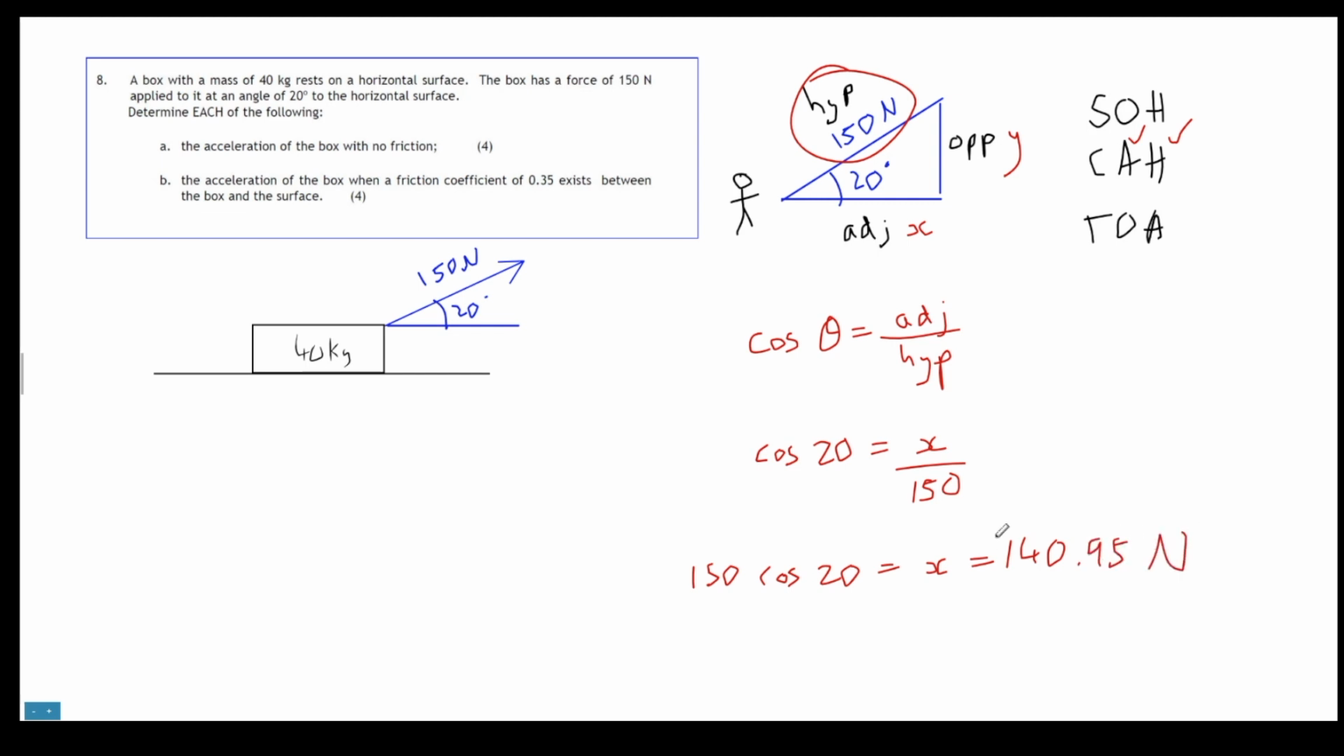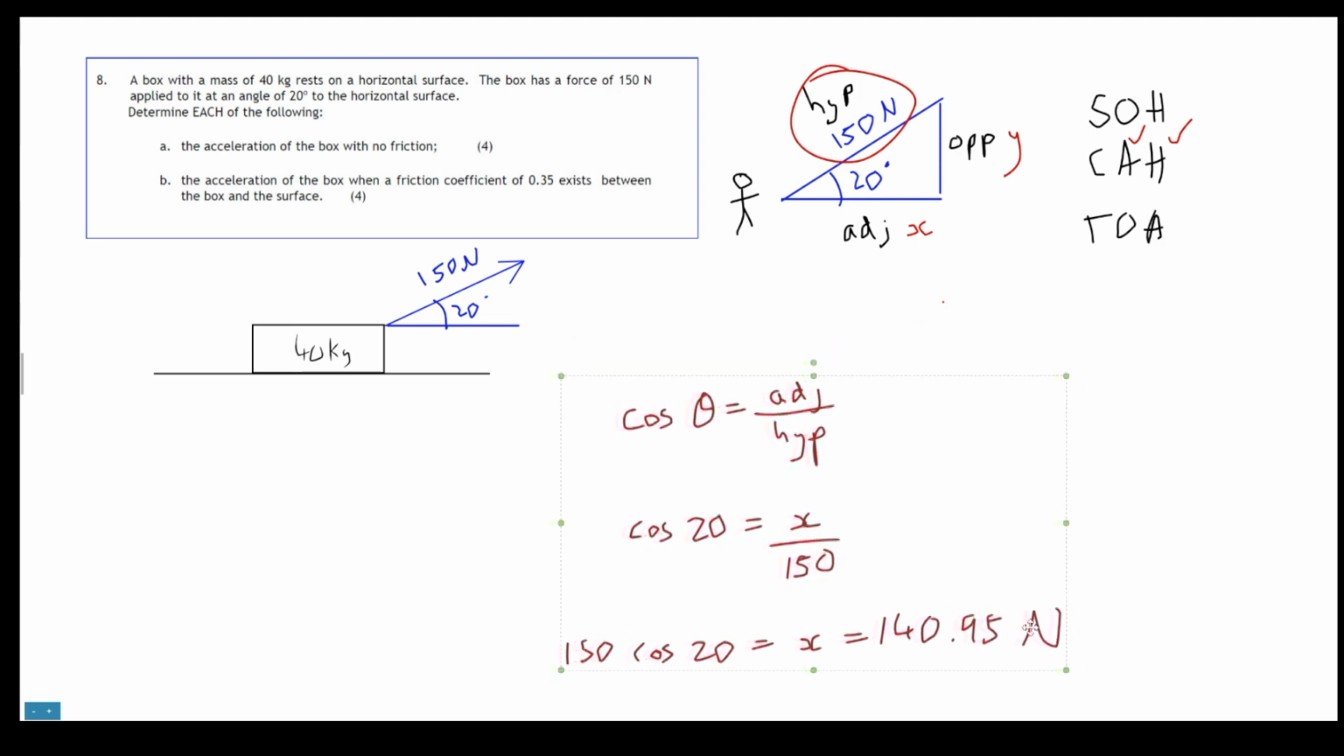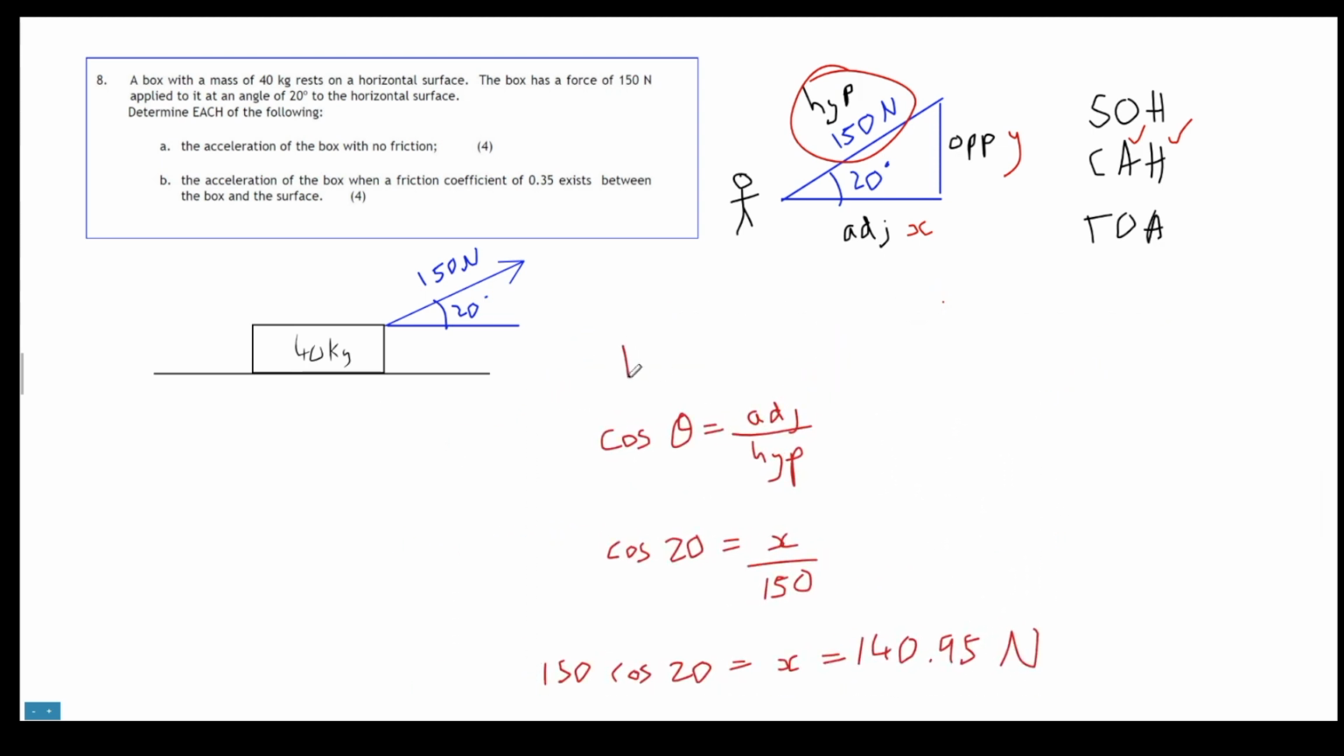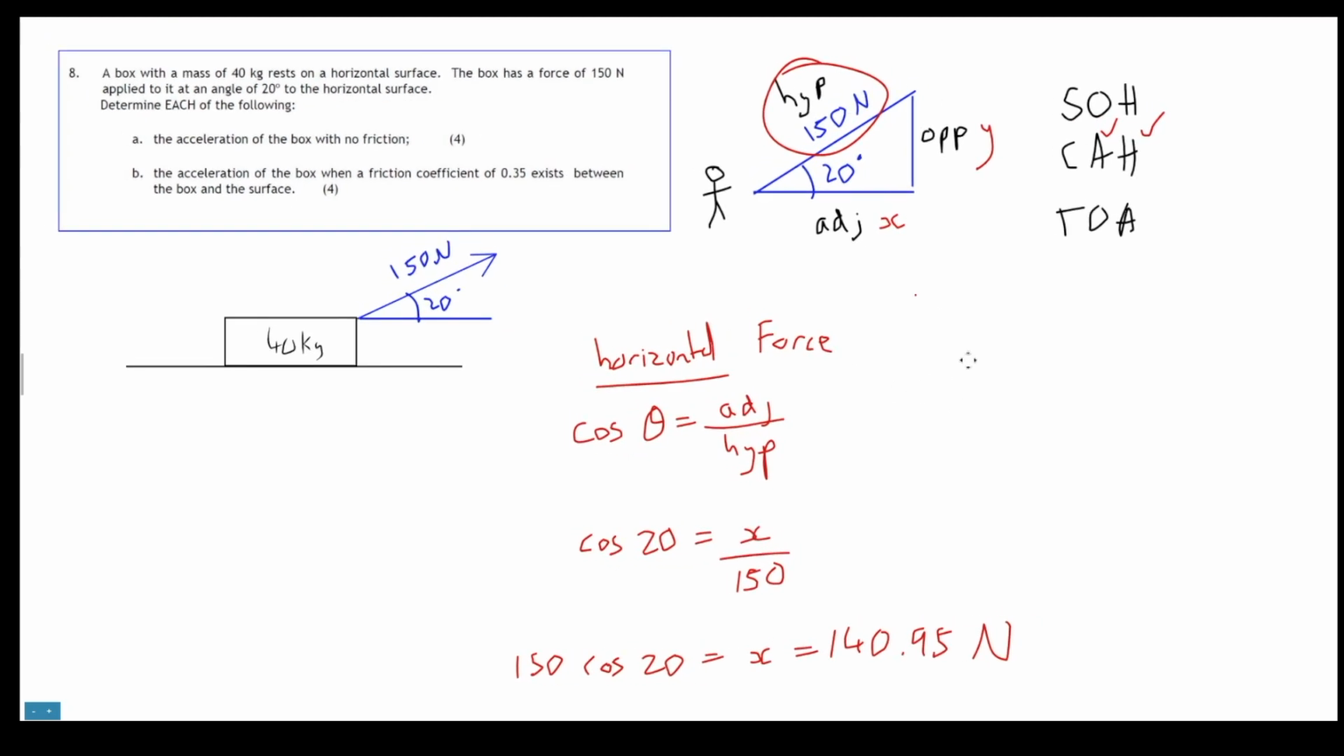140.95 newtons in the horizontal direction. I suppose we better label that horizontal. It'd be nice if we could actually know what we're talking about. So this will be the horizontal force. Now we could do the vertical force while we're here, because like I said, we're going to need it in the next part of the question anyway. So we might as well calculate it right now while we're still doing this stuff. So let's do the vertical force.